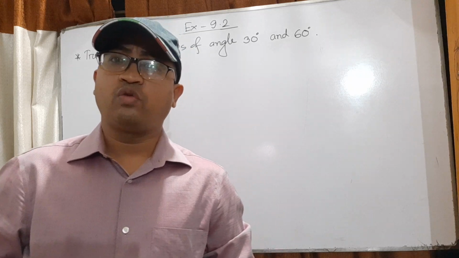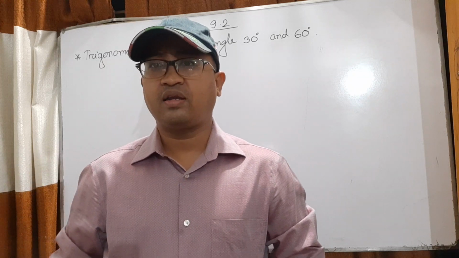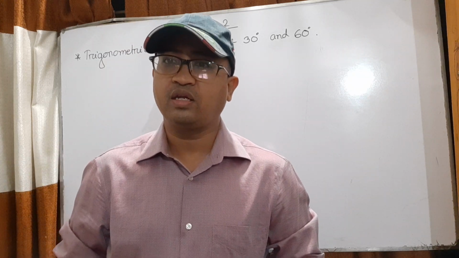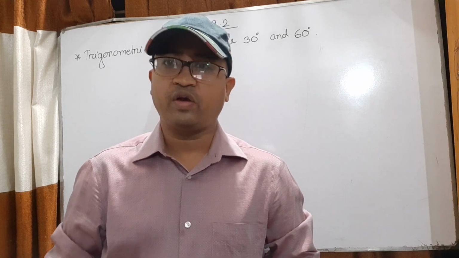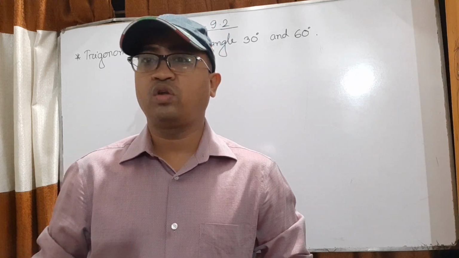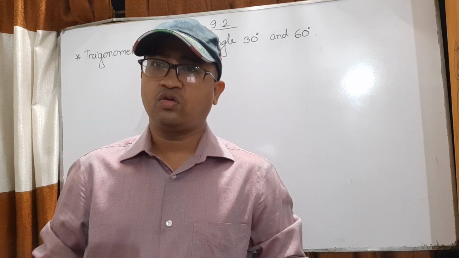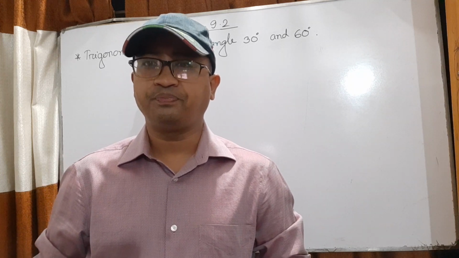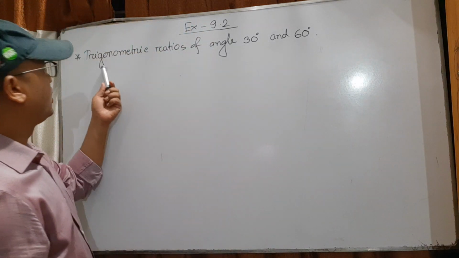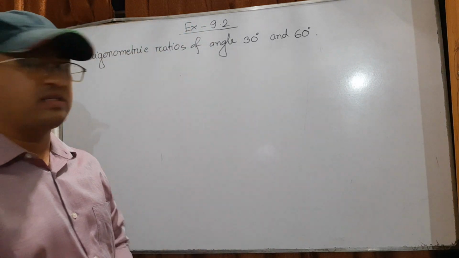Now I will discuss the 30 degree and 60 degree. When theta equals 30 degree or when theta equals 60 degree, what will be the ratios of trigonometry, that is sin theta, cos theta, tan theta? Look, trigonometric ratio of angle 30 degree and 60 degree.